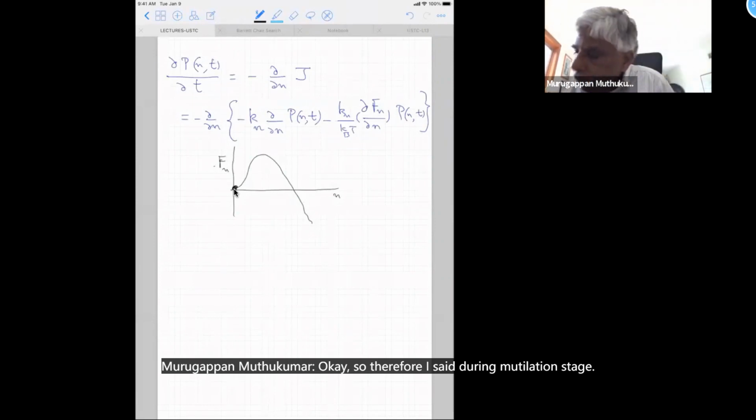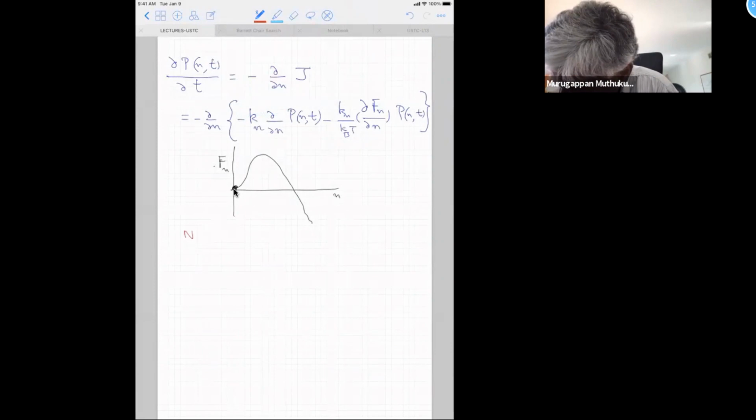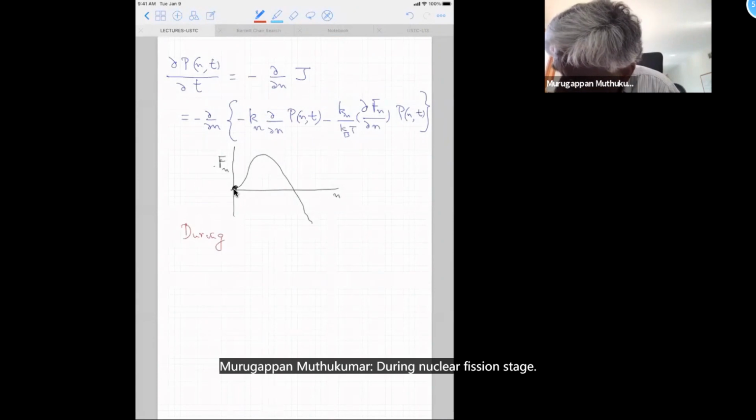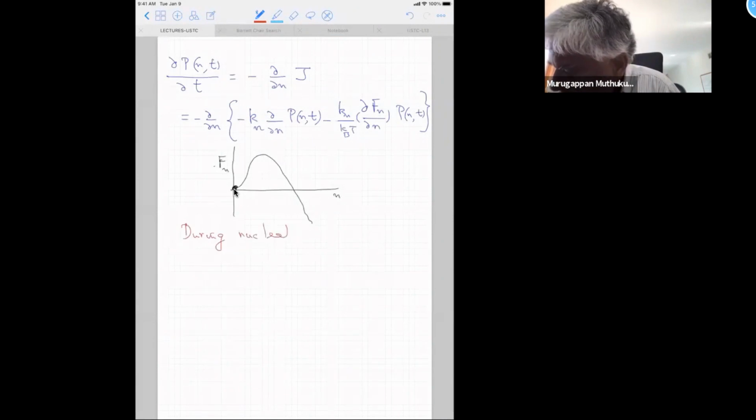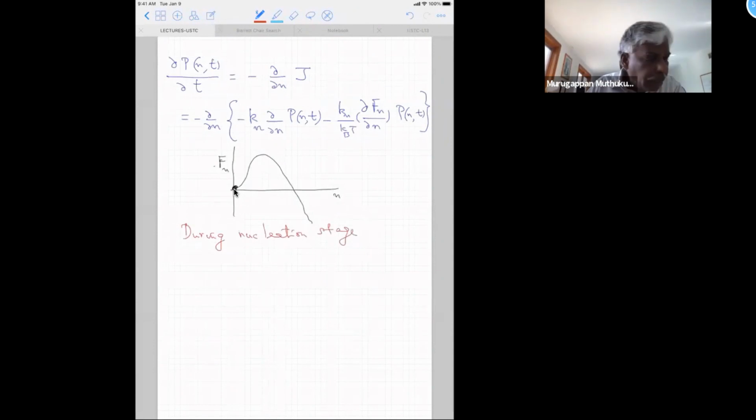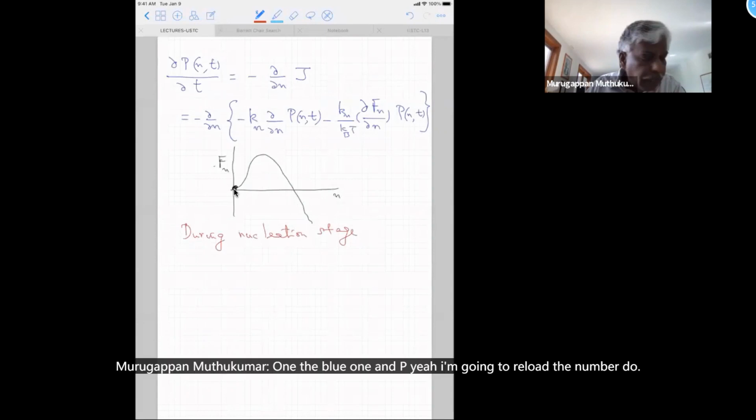So therefore I say during the nucleation stage, let's assume P of n going to 1 is equal to 1, and P of n going to a very large number is 0.